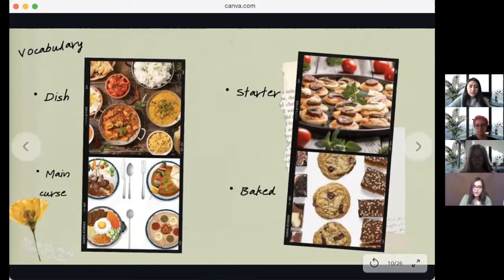And then we have dish. Does anyone know what dish means? No, teacher. Well, we can see in that image some dishes. A dish is when your mom, I don't know, makes a salad, that is one dish. And it's like a platillo in Spanish? Exactly. And now we have main course. Anyone knows what that means?